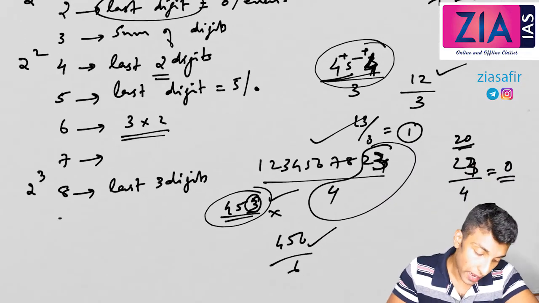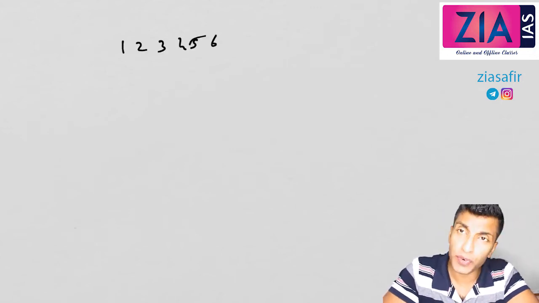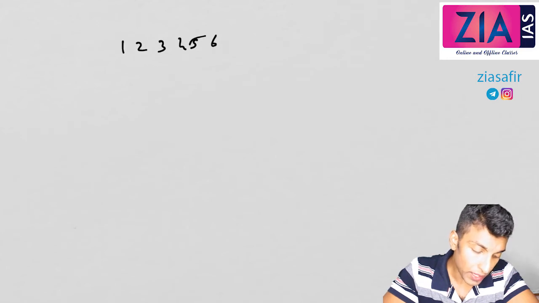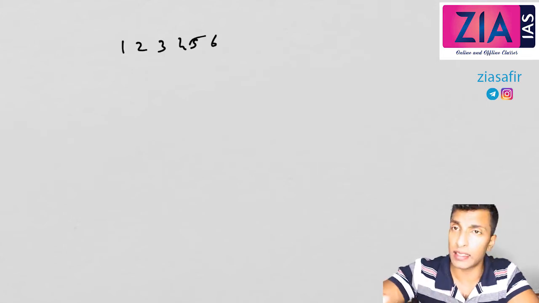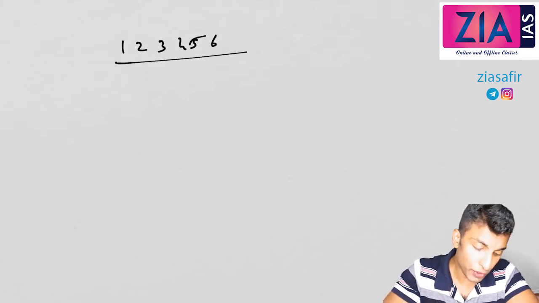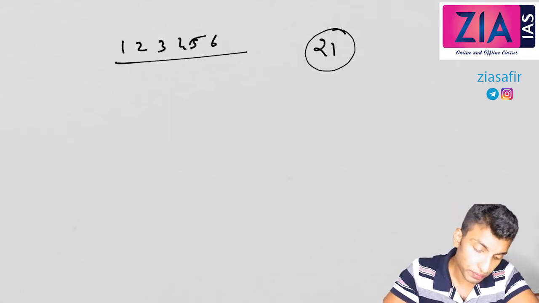Okay, now 9. What about 9? You may say the sum of digits must be divisible by 9. That is correct. So let's take 123456. The sum of digits, 1 plus 2 plus 3 up to 6, is n into n plus 1 by 2, sigma n, because these are continuous numbers. So if you take this sum, you'll get 21.